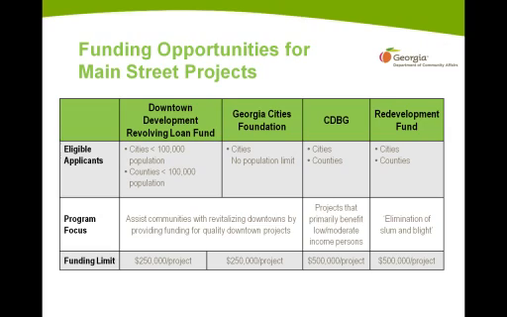The Community Development Block Grant Program, as well as the Redevelopment Fund, also assists cities and counties. The CDBG primarily targets projects that would benefit low to moderate income persons and has a maximum of $500,000 per project. The Redevelopment Fund assists in eliminating slum and blight and also has a $500,000 per project maximum loan amount.